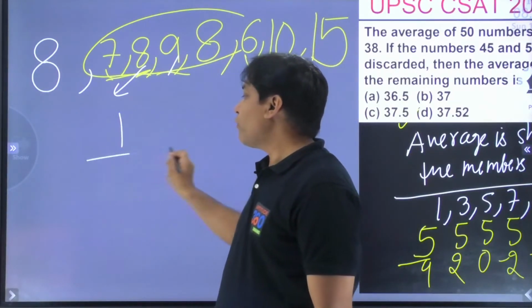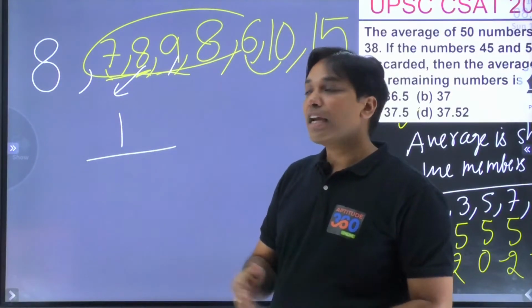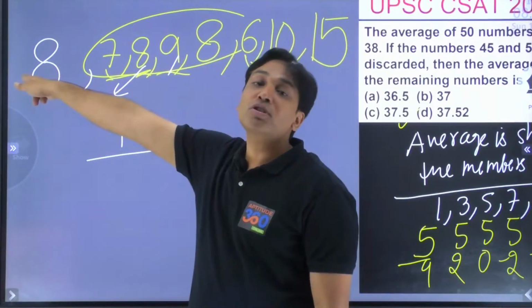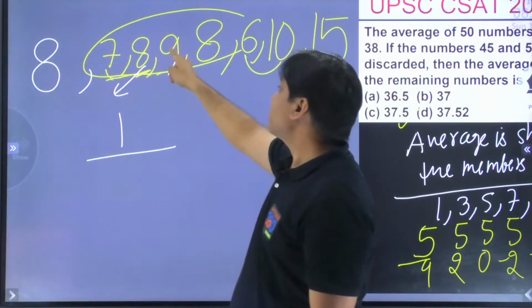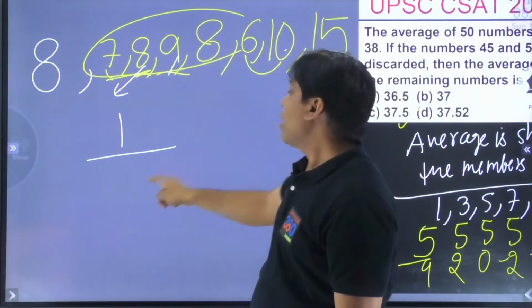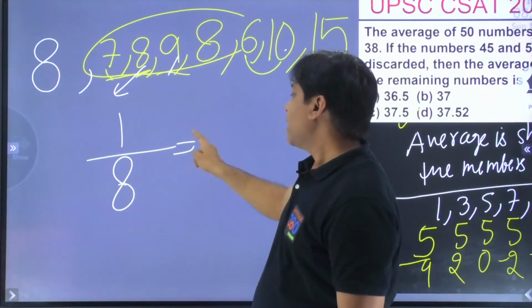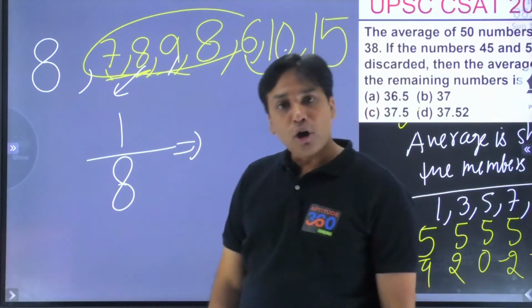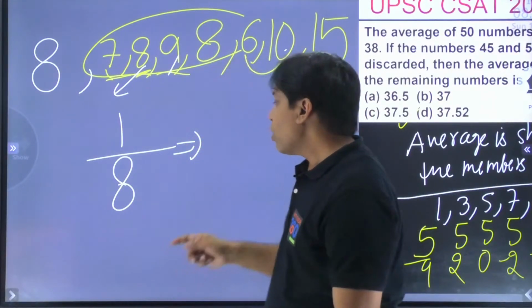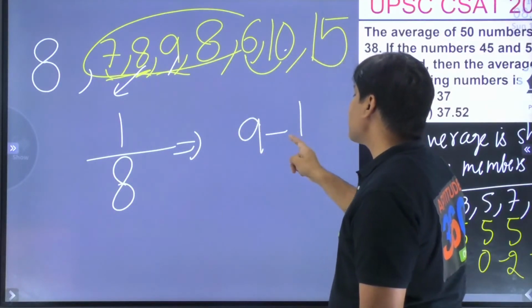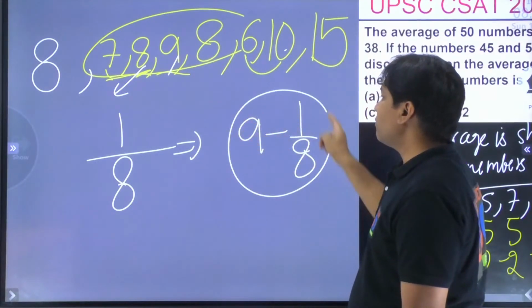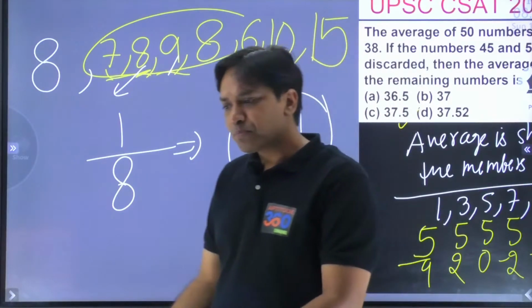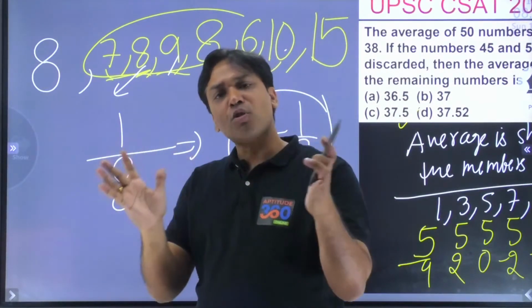That loss of 1 will have to be shared by everybody, including the person who is bringing this. So 1 plus 2 plus 3 plus 4 plus 5 plus 6 plus 7 plus 8, that is 1 by 8, will be the loss to everyone. So what is going to be the new average? 9 minus 1 by 8. This is going to be the new average. You simplify this problem, but this is how it is going to look.